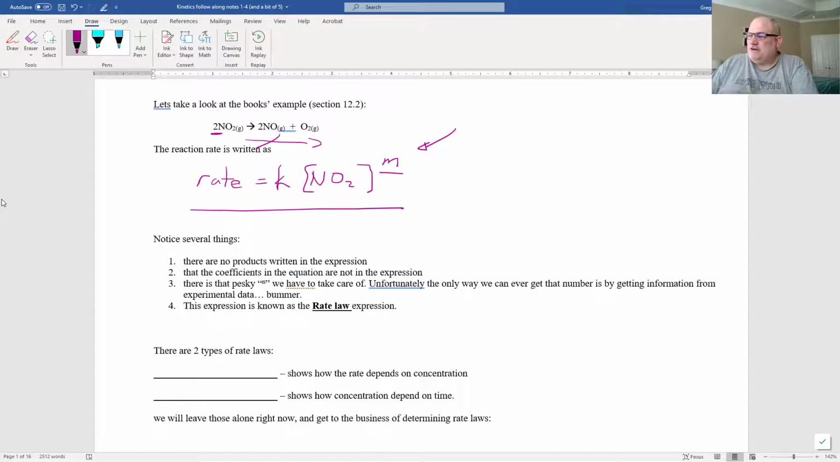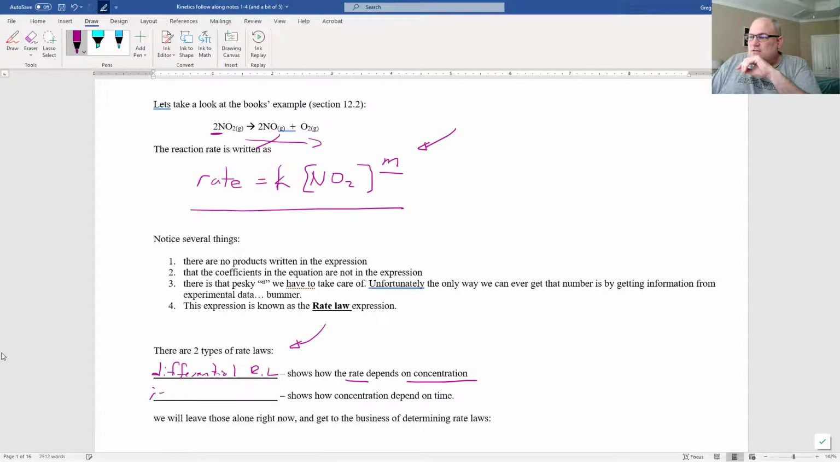Now, there are two types of rate laws that we're going to talk about. One is differential rate laws. I'm not going to write the whole word out. They show how rate is dependent on concentration. In fact, whenever we talk about a rate law in general, we're talking about differential rate laws. So differential rate laws and rate laws go hand in hand. That's all we say in the future.